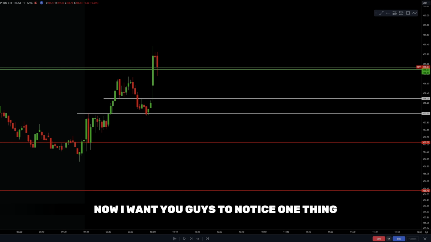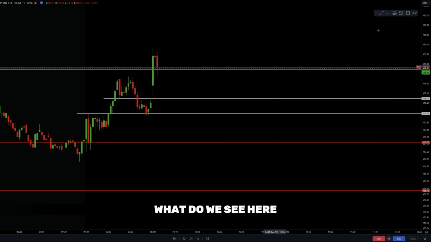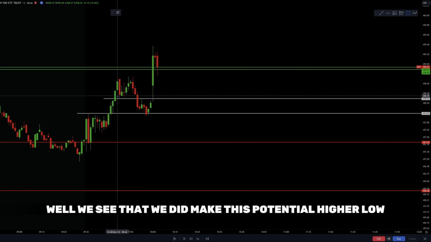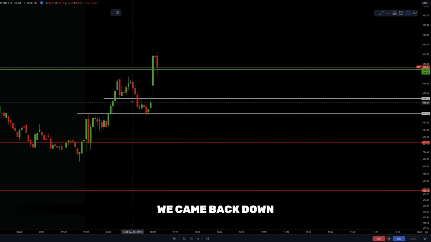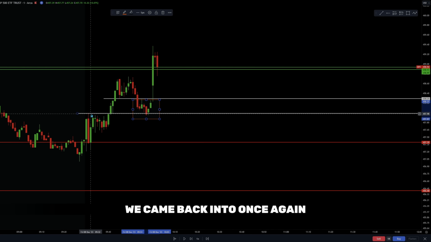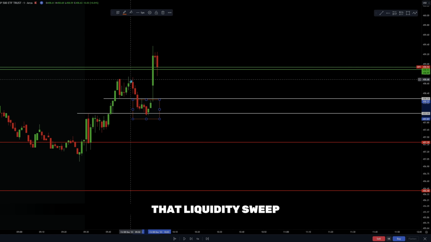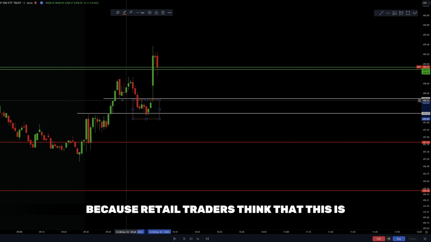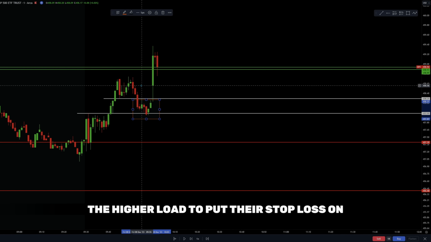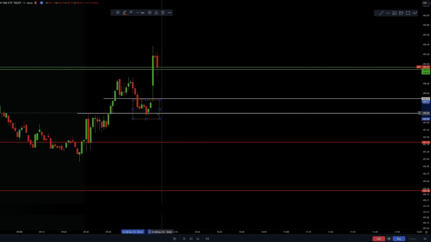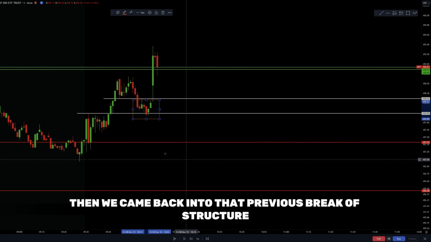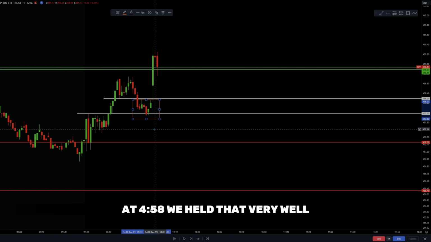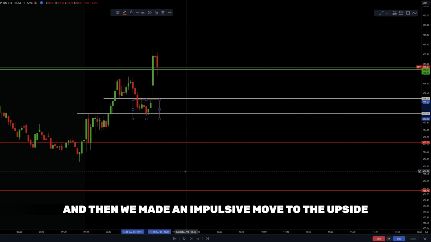Now, I want you guys to notice one thing. What do we see here? Well, we see that we did make this potential higher low. We came back down. We came back into, once again, that liquidity sweep. We had that liquidity sweep because retail traders think that this is the higher low to put their stop loss on. Therefore, they got stopped out. Then we came back into that previous break of structure at 458. We held that very well. And then we made an impulsive move to the upside.